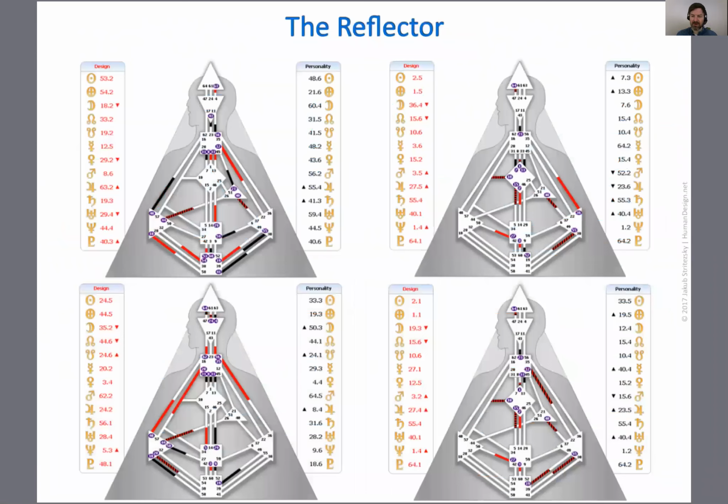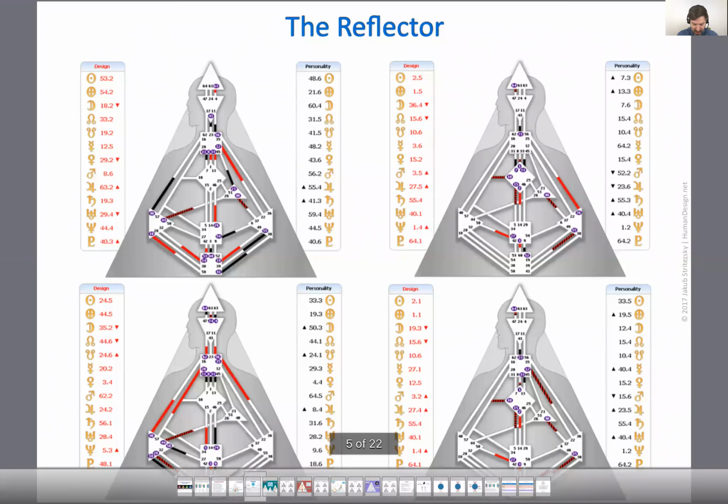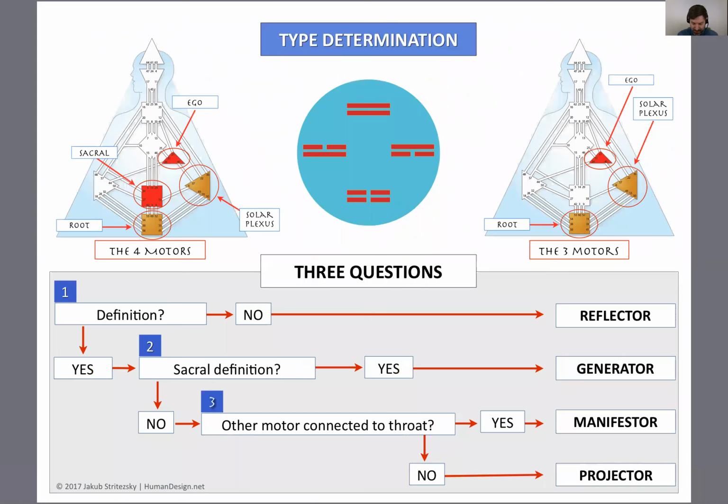You can see here the various different charts of a reflector type. However the chart looks, they all have one thing in common, and that is that there is no defined center in the chart. All the centers are white. There is no definition, basically, as we say. So that means that you are looking at the reflector type. That's only the case for 98.5% of the charts. So vast majority, 98 people out of 100 will have a definition.